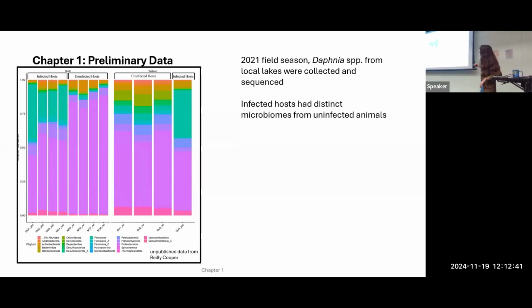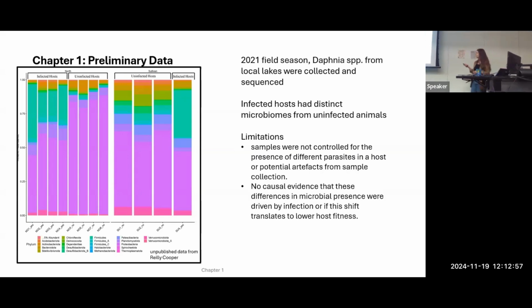And what they looked at was the relative abundance of certain phyla in unaffected and infected hosts. And you can see this overabundance of Firmicutes in infected hosts versus the uninfected hosts. So yes, again, distinct microbiomes. What are they actually doing, right?